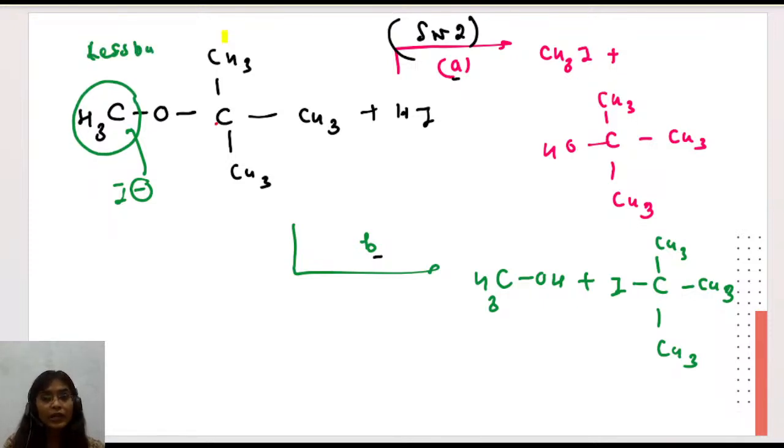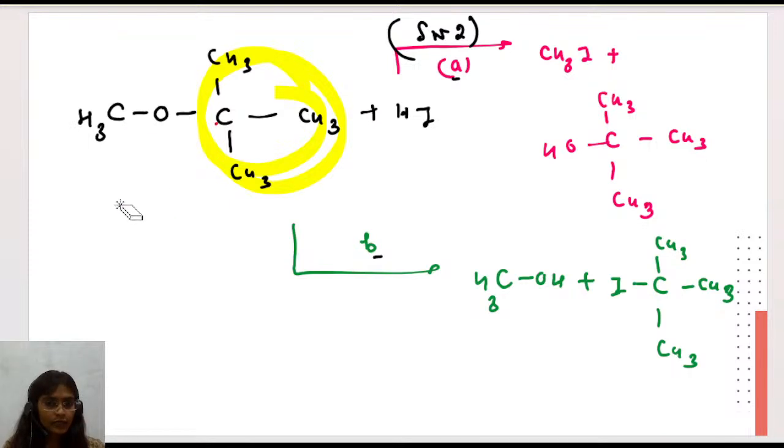But on the other hand, look at this. This is the more bulky side. So iodine is not going to attack the yellow part. Okay, option A is the correct answer. But let me change the statement. What if the reaction follows the SN2 mechanism? For this, A is the correct one.